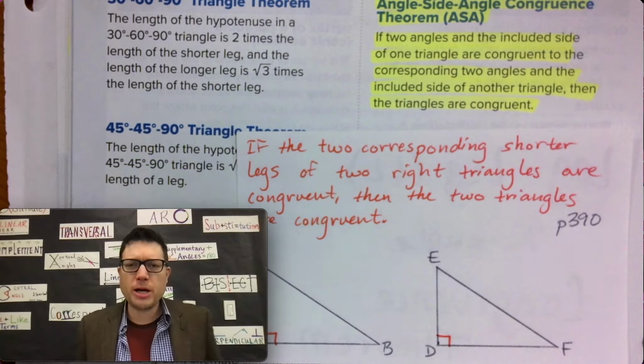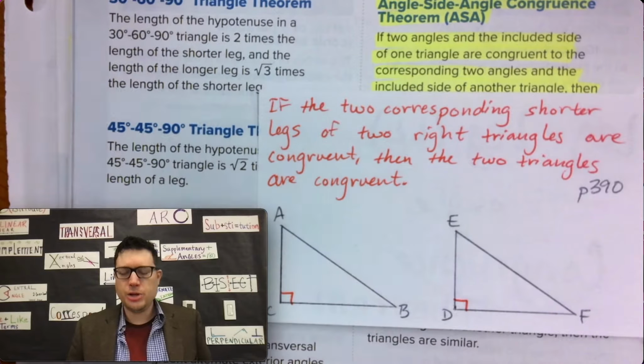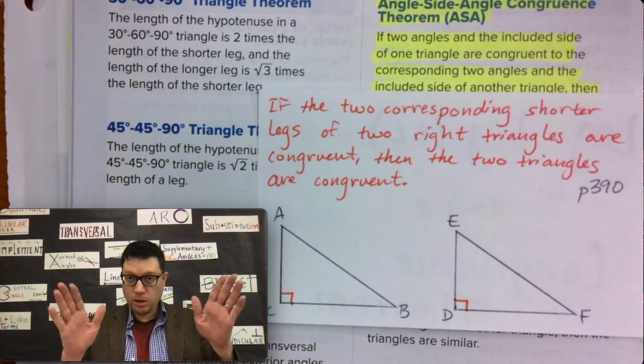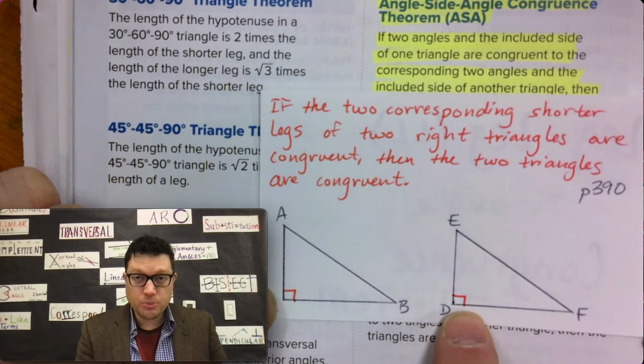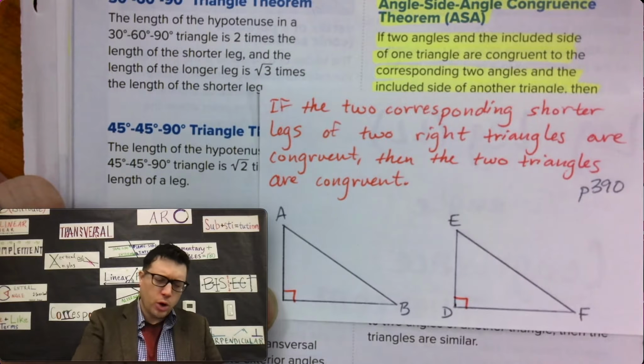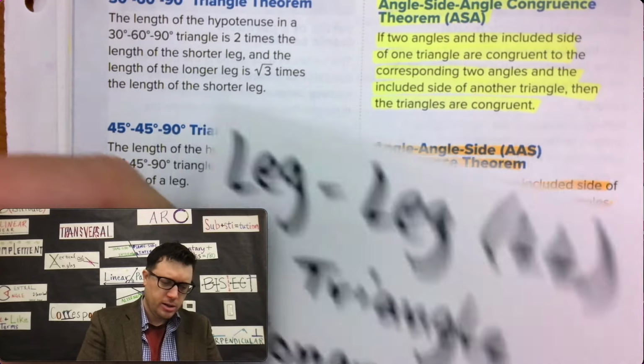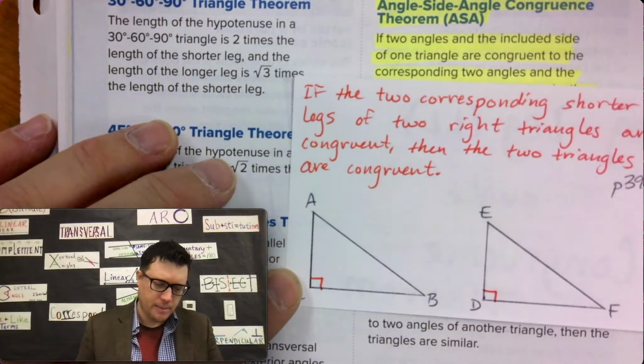Okay. If the two corresponding shorter legs of the right triangles are congruent, then the two triangles are congruent. Well, angle side angle says this. They have an angle that matches. So the right angles match. And we're also given that the legs match.